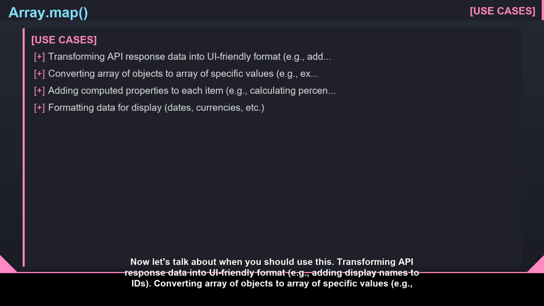Now let's talk about when you should use this. Transforming API response data into UI-friendly format, e.g., adding display names to IDs. Converting an array of objects to an array of specific values, e.g., extracting email addresses from user objects. Adding computed properties to each item, e.g., calculating percentages or derived values. Formatting data for display: dates, currencies, etc.